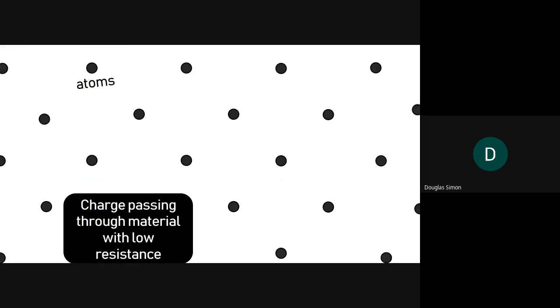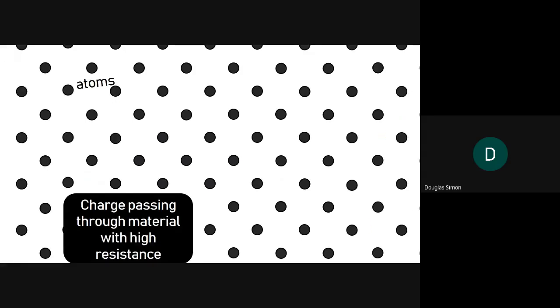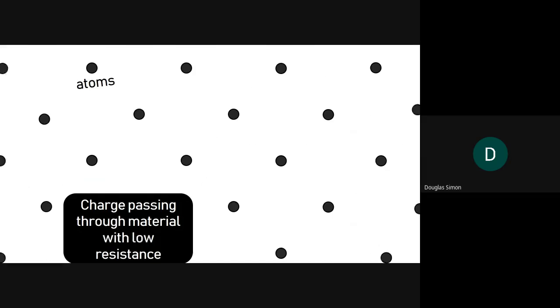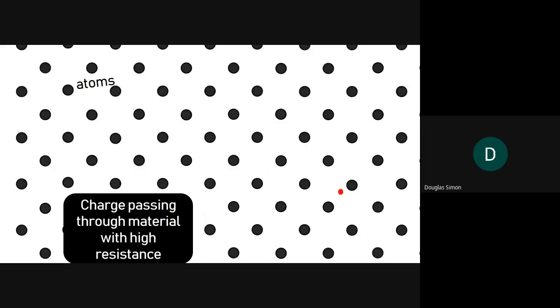So what is resistance? Well, resistance is the collision of the electron with the atoms. And the more collisions there are, the more resistance there is. In the first example, there are not many collisions. It's a low resistance. In the second example, there are many collisions and it's a high resistance.